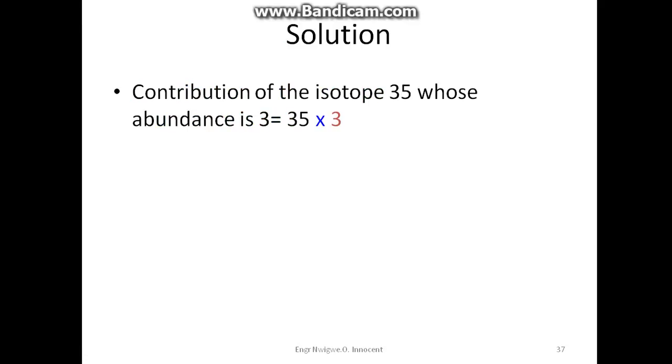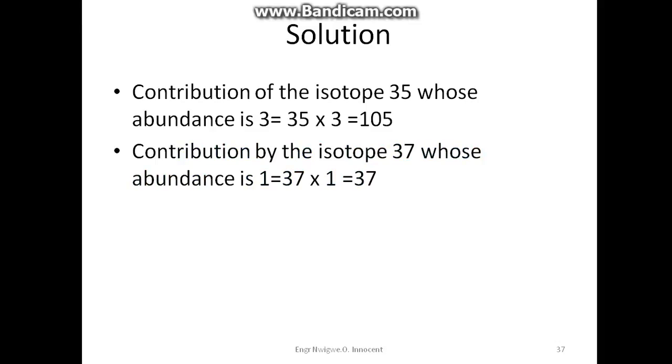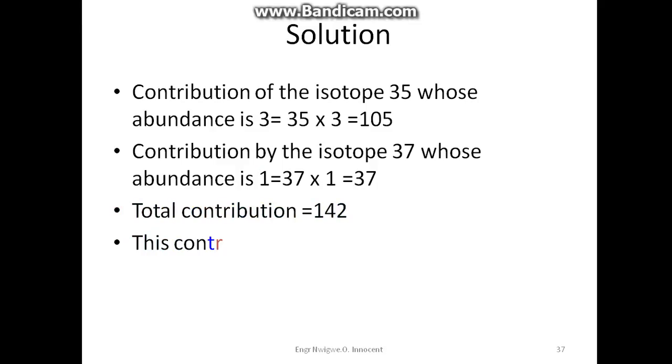Solution. Contribution of the isotope 35, whose abundance is 3, is equal to 35 times 3, which is equal to 105. Contribution by the isotope 37, whose abundance is 1, is equal to 37 times 1, which is equal to 37. Total contribution is 142. This contribution is made by 3 plus 1, which is equal to 4 atoms.